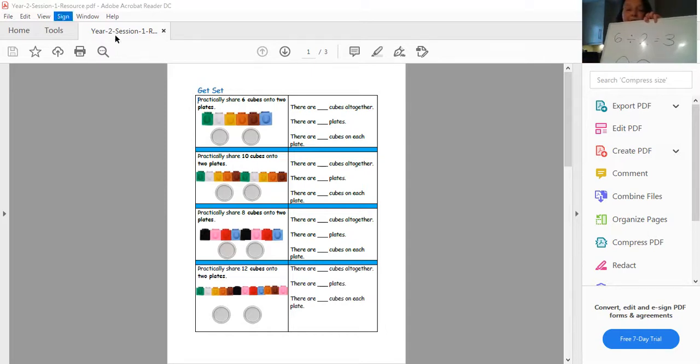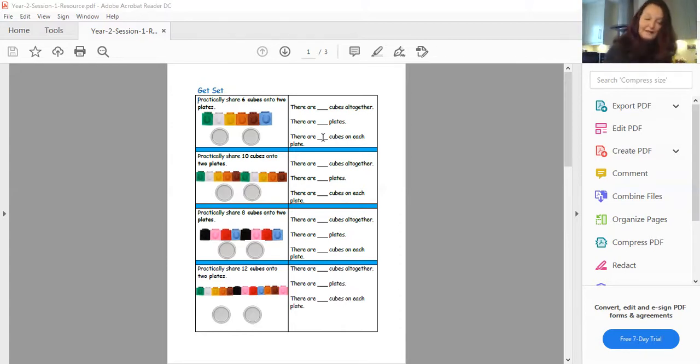So the answer to this first question here, there are 6 cubes altogether. There are 2 plates. There are 3 cubes on each plate because I've shared them out. I've drawn it here. So if you need to draw it, please do. Look at the division. 3 times 2 equals 6. Got my 2 times table again. Okay, so keep working through those.